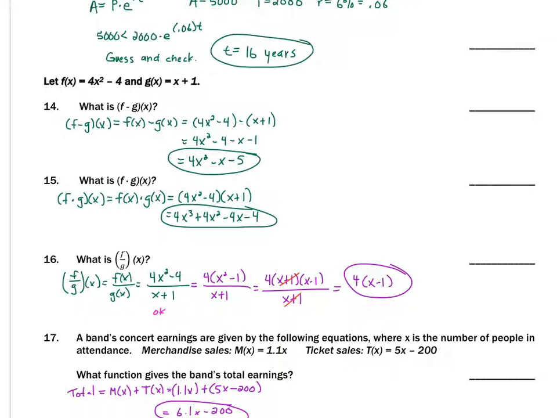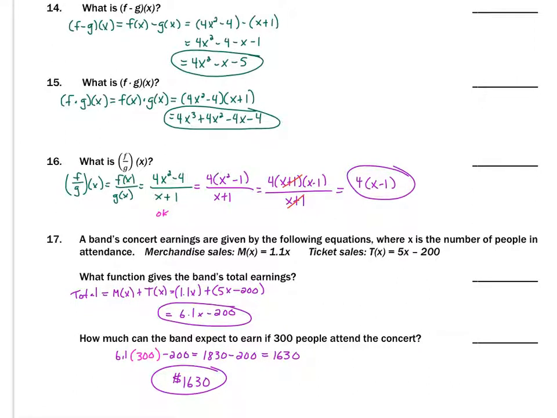For 16, f divided by g of x, that's where we're simply writing one function over top of the other. In this case, we're writing 4x squared minus 4 over top of x plus 1. Now, that would be sufficient for what we have been doing, and that's what I told you from the beginning, just writing one function over the other. But this one does have the ability to be simplified also.